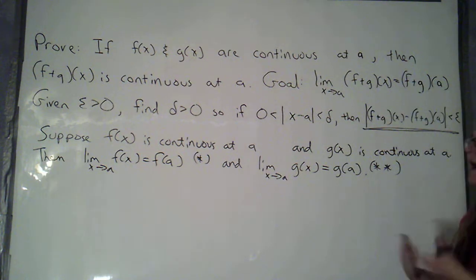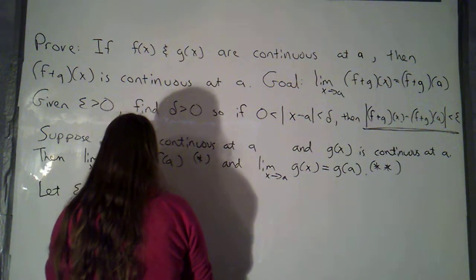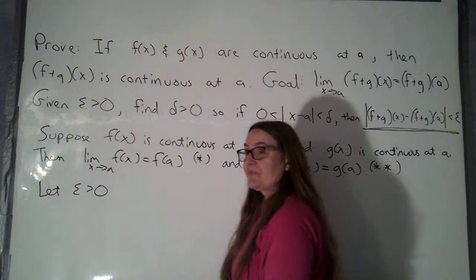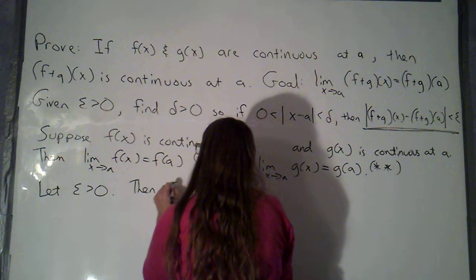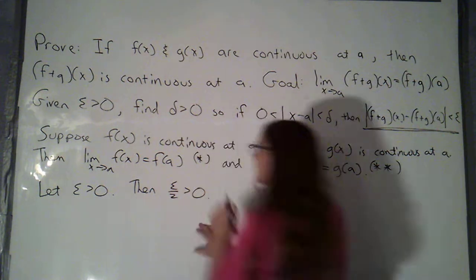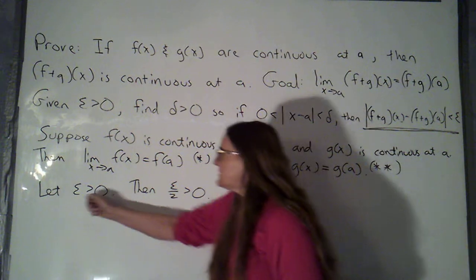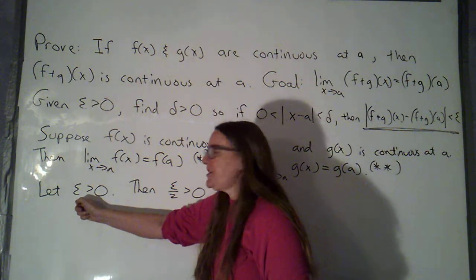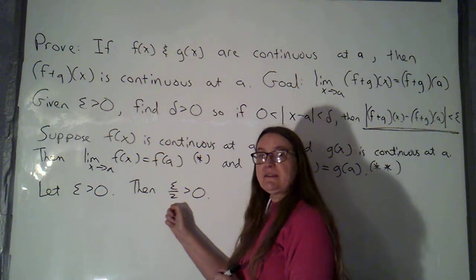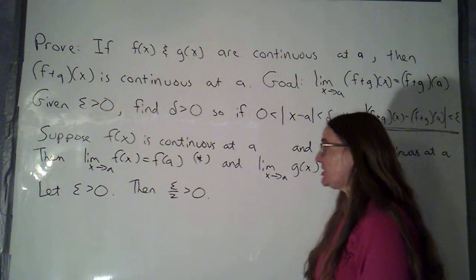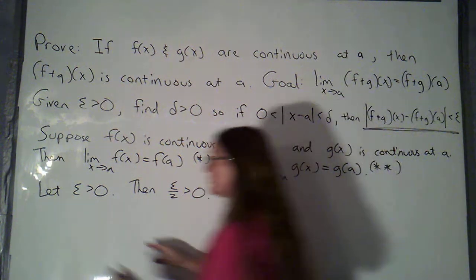So for that, I'm going to need an epsilon. So let's let epsilon be a positive number. And as I said, as we were strategizing a minute ago, that means that epsilon over 2 is also a positive number. So here I have two positive numbers. This is going to be my standard of closeness for f plus g. This is going to be my standard of closeness for the two individual pieces, f and g. Okay. Now, I know that this limit is true.